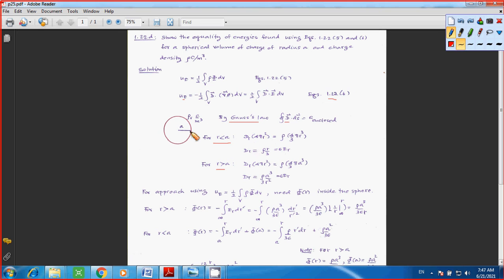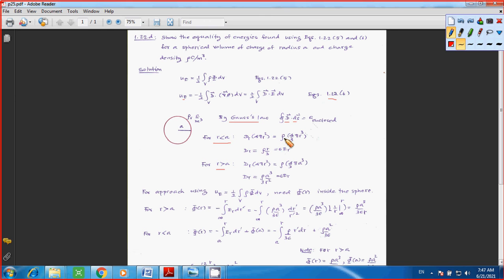And for the dS, that's also going in the same direction as the radius. So D dot dS simply becomes D_r multiplied by the area, because that's dS, and the area of the sphere with radius r equals 4 pi r squared. That's equal to Q enclosed.